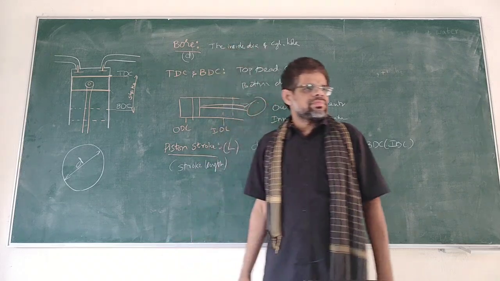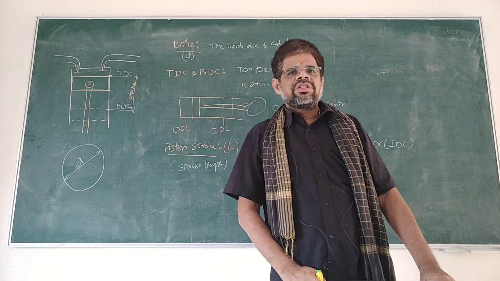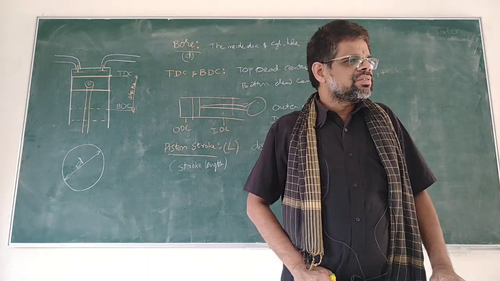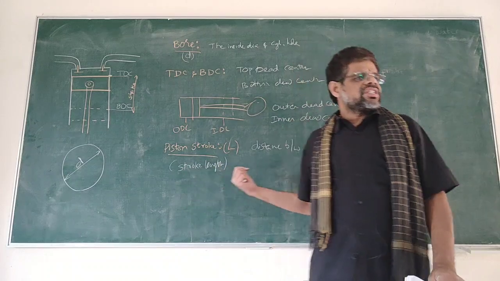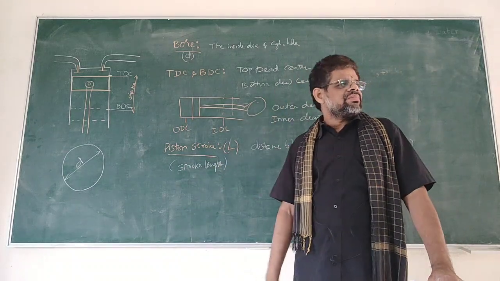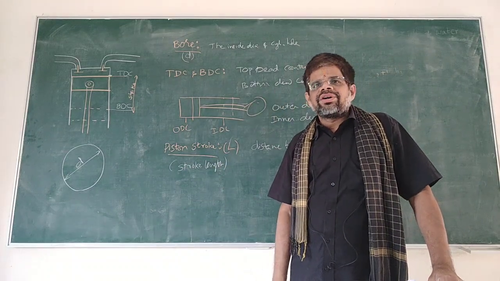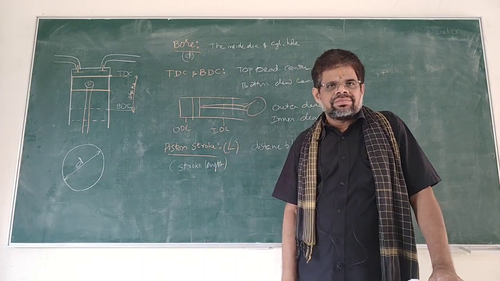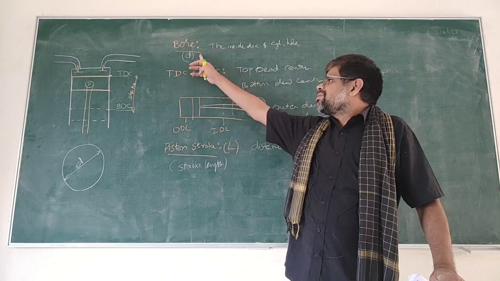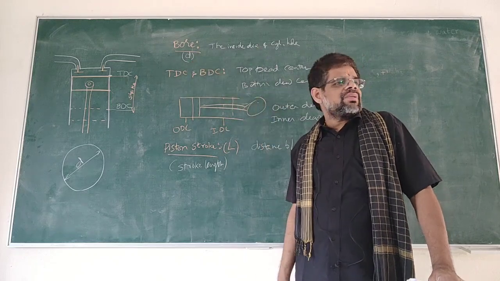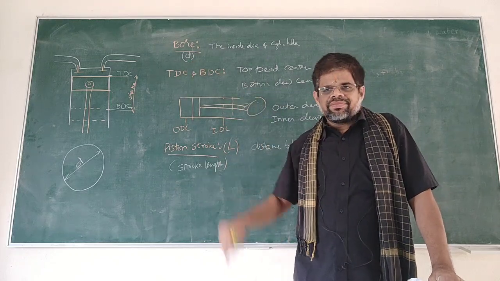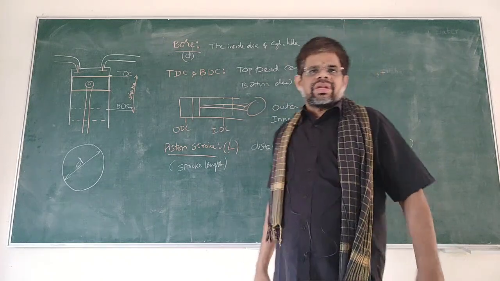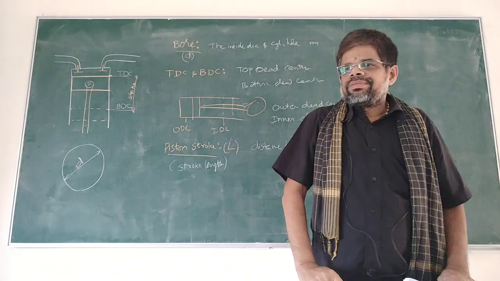Stroke length. So you might have heard the words 2-stroke engine, 4-stroke engine. So what is the stroke? It is the distance between TDC and BDC. And the unit for this one is usually millimeter. And for bore, the bore is nothing but the diameter of the cylinder and it is also mentioned in mm, right?